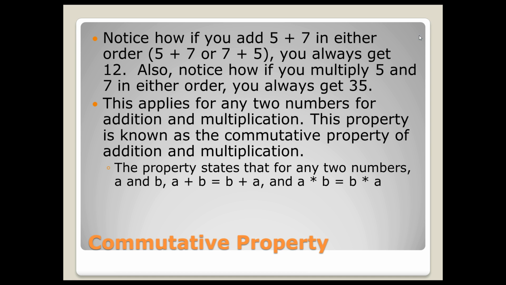So notice how if you add 5 plus 7 in either order, 5 plus 7 or 7 plus 5, you always get 12. And also notice how if you multiply 5 and 7 in either order, you always get 35. So if you multiply 5 times 7 or 7 times 5, you'll always get 35. This applies for any two numbers for addition and multiplication. This property is known as the commutative property of addition and multiplication. This property states that for any two numbers a and b, a plus b is equal to b plus a, and a times b is equal to b times a.